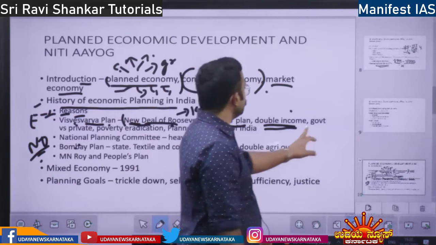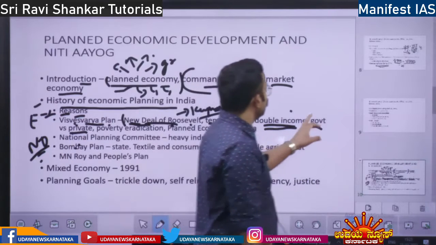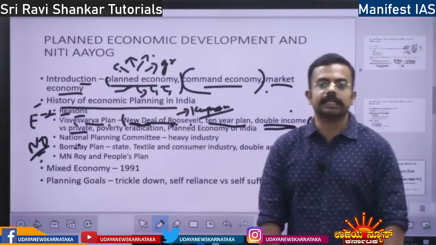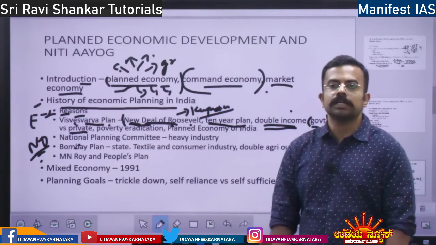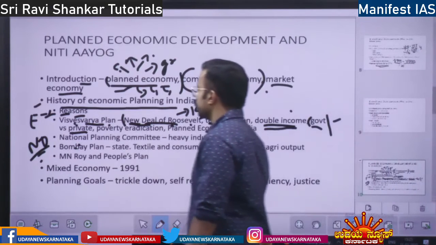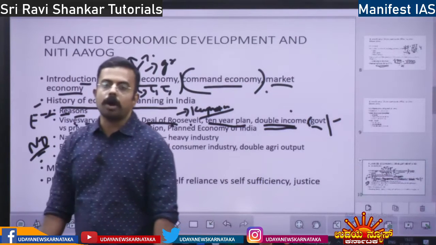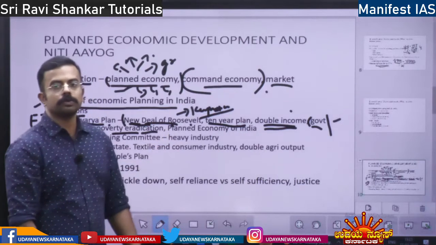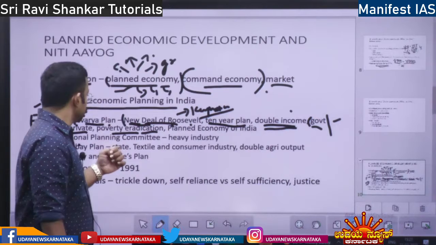Next, government versus private: here Visvesvaraya emphasizes government-led industry. Government itself should start the industry. Because the private sector is weak, Visvesvaraya says government itself should start the industry. And also he emphasizes poverty eradication. Poverty has to be eradicated, Visvesvaraya says.